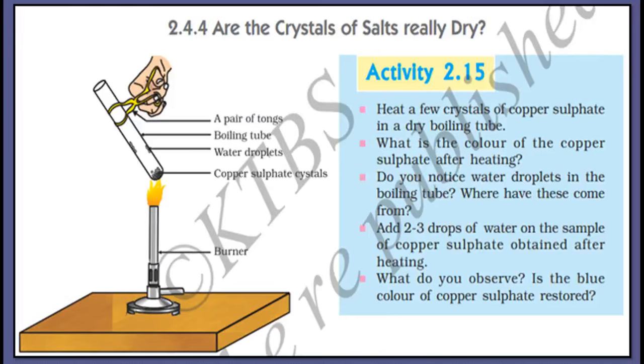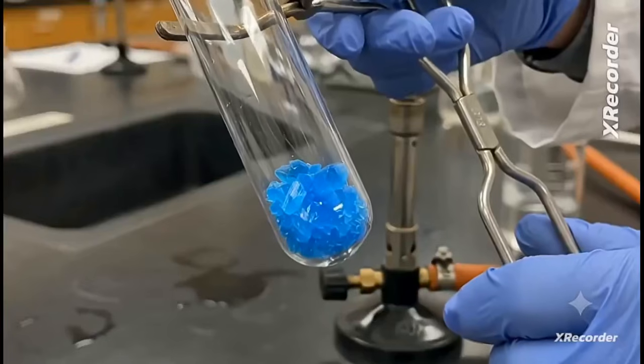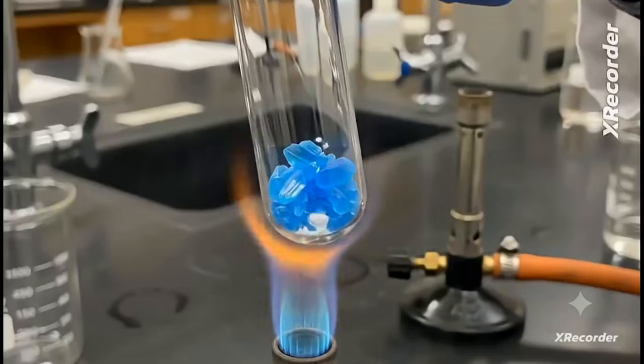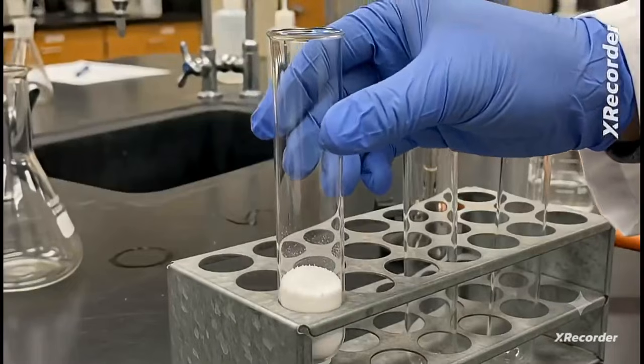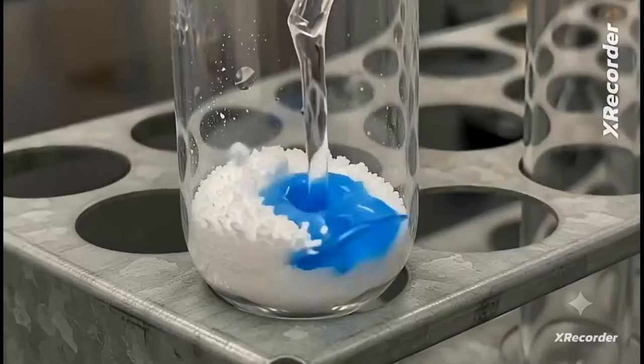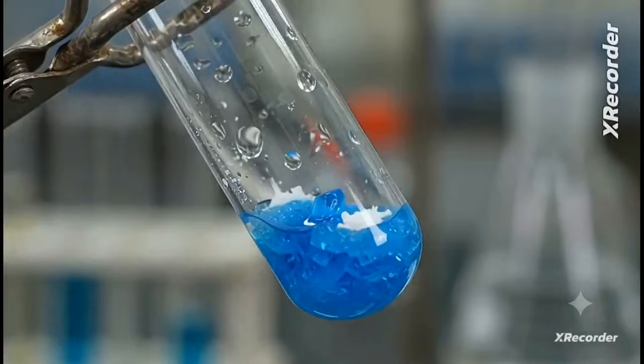Heat blue copper sulfate crystals. They turn white as they lose water. Let the anhydrous powder cool down, add a few drops of water, and the blue color reappears. This is crystallization.